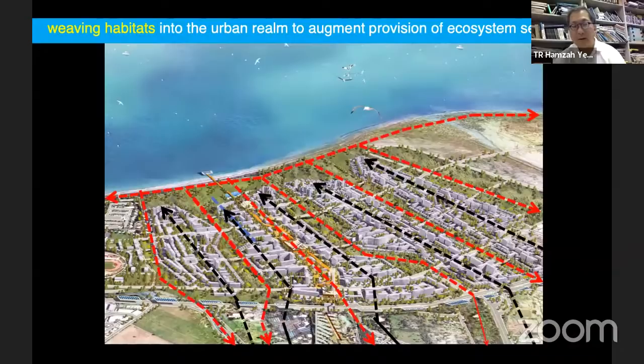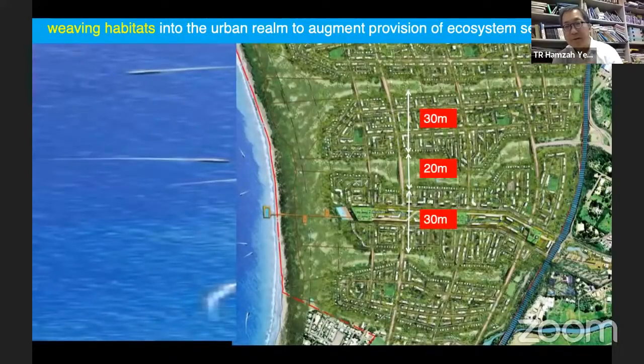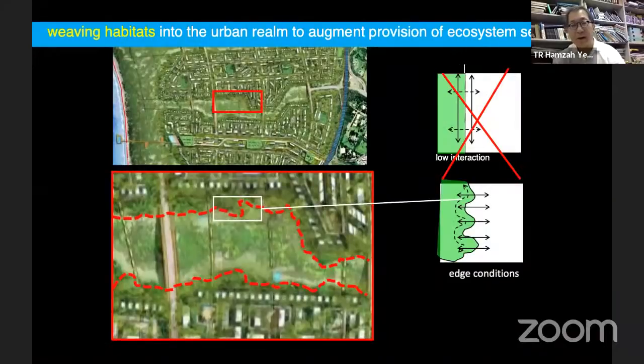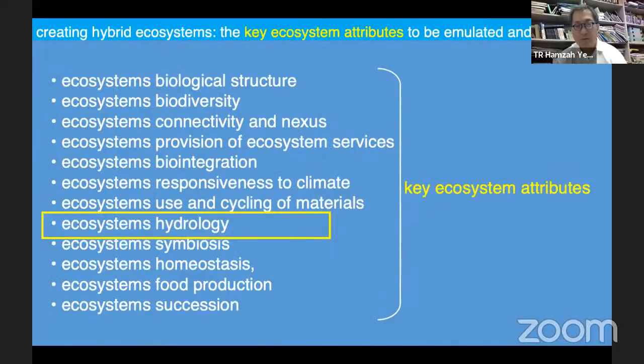Otherwise, if you do it, let's say, in a series of parks, then it's too far away to be effective. The average dimension we decided was about 30 meters wide for the fingers and 20 meters between each of the urban fingers. And so this was the idea, and that the edges should not be orthogonally straight, but we should be weaving. It could be undulating, because this enables species to hide, to reproduce and so forth.